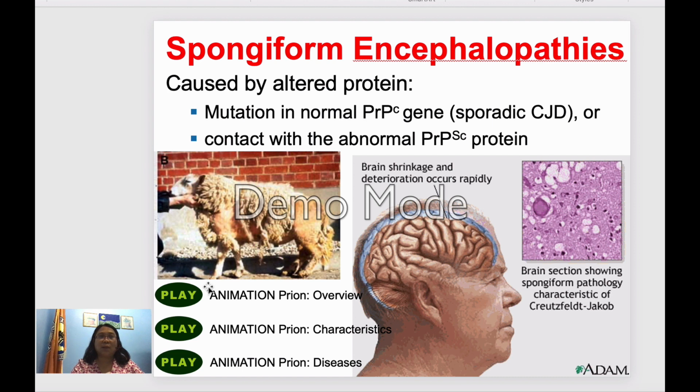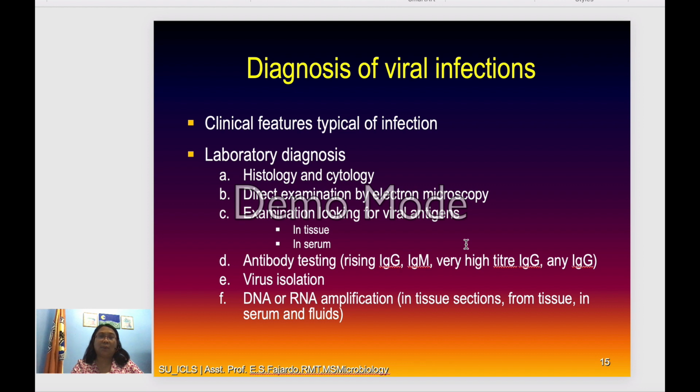So this is the manifestation in sheep. And this is an example of a section of the brain of a person suffering from Creutzfeldt-Jakob disease, CJD. The brain will shrink and there is deterioration. Your brain is transformed, and you become a vegetable. It's actually a mutation when it becomes sporadic in the population.